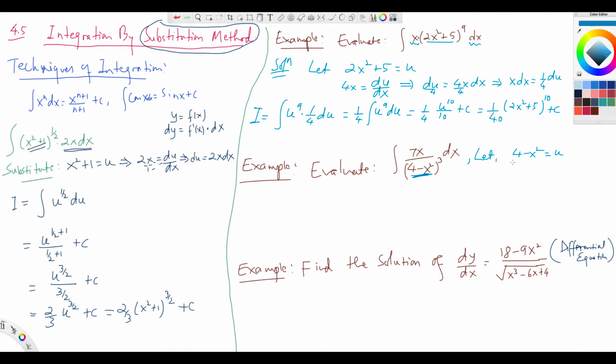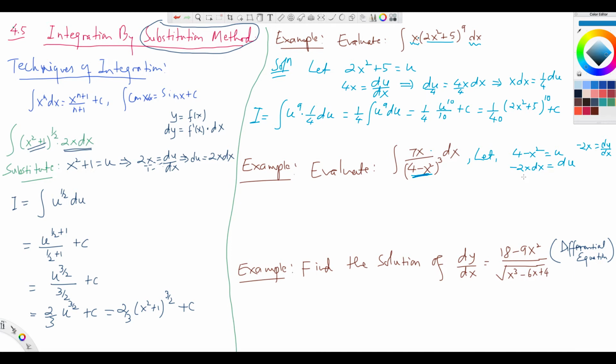So how could you write that then? Negative 2x dx equals what? du. Because when you find the derivative, you get negative 2x equals du over dx. Then du will be the derivative f prime of x times dx, which is what we were using here. But what we need here is the value of 7x dx, and we found the value of 2x dx. This is not what we need. We need 7x times dx, right?